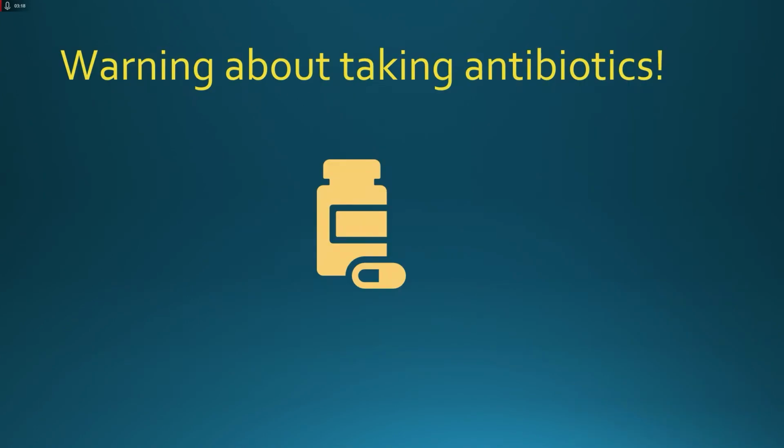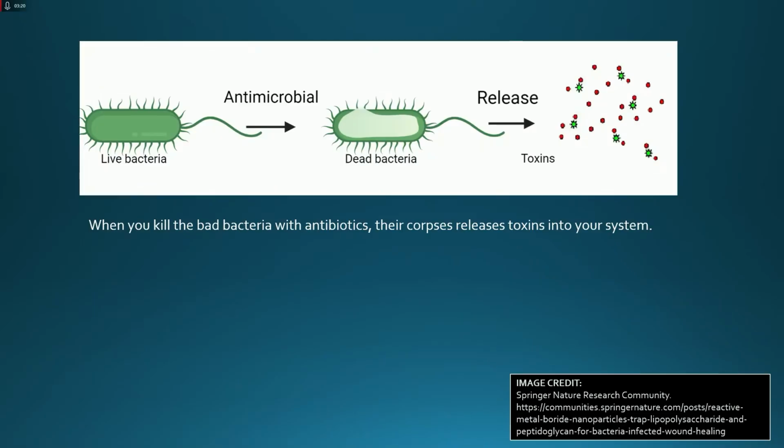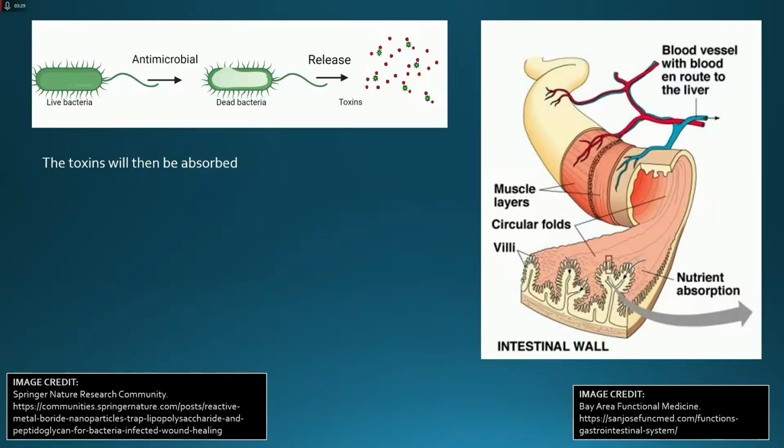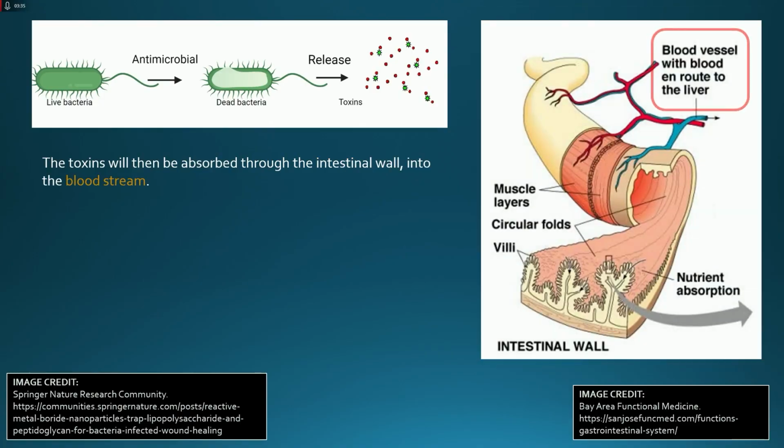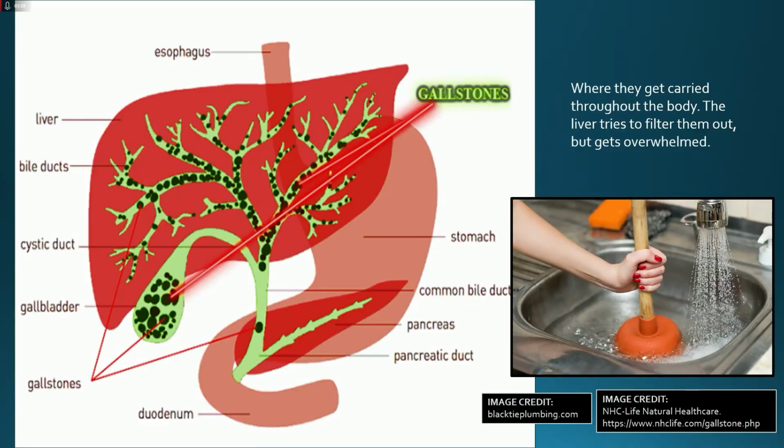Warning about taking antibiotics. When you kill the bad bacteria with antibiotics, their corpses release toxins into your system. The toxins will then be absorbed through the intestinal wall into the bloodstream, where they get carried throughout the body. The liver tries to filter them out, but gets overwhelmed.